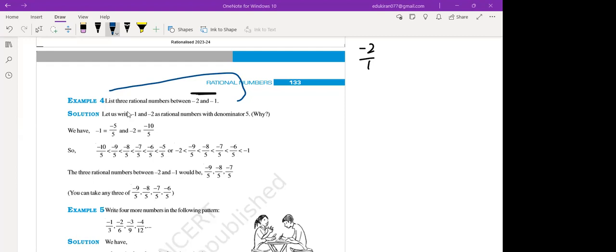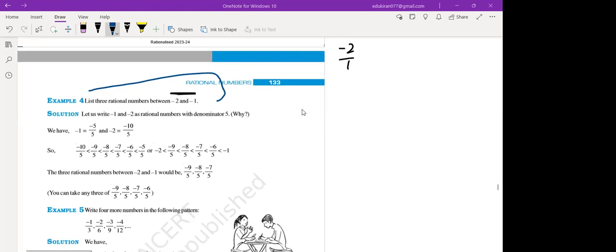Ma'am, I took multiplied by 5. For minus 2 divided by 1, I got minus 10 by 5. And for minus 3 divided by 1, I got minus 15 by 5. Where is minus 3? The question was minus 2 and minus 1. So from where did the minus 3 come?